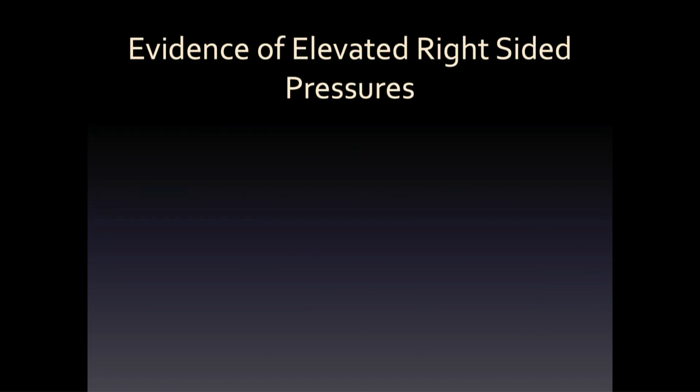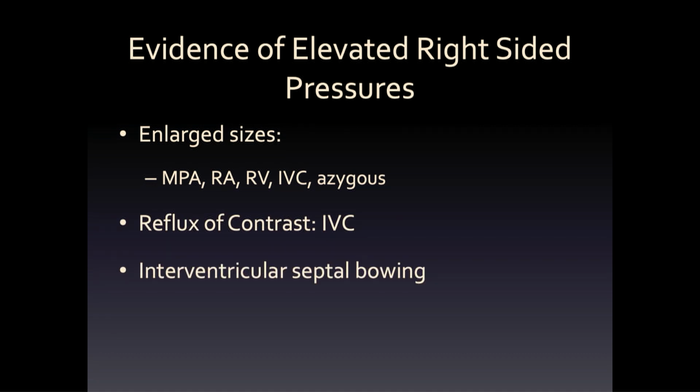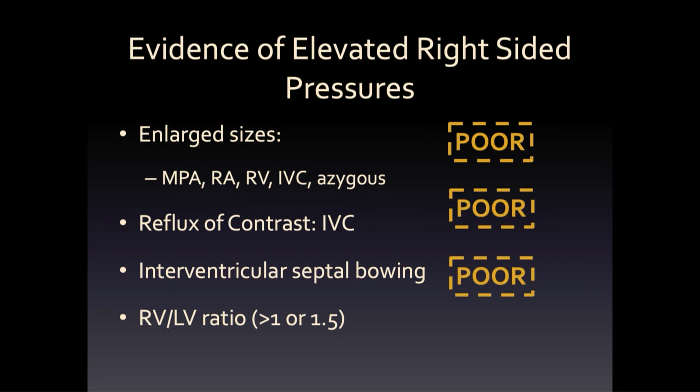So what do people teach us to do? They say, hey, look at enlarged either feeding vessels or right-sided chambers. Look for that reflux. Look for septal bowing, where the septum goes towards the left, which is sort of opposite of normal. Or just see, is the right side really big compared to the left? How good are these signs? How good is the data? Not good, not good, not good, and so-so.